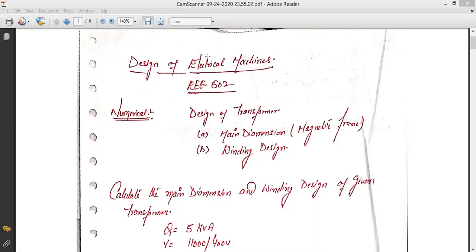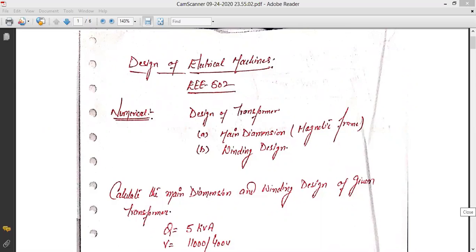If I talk about the main dimension, as we all know, in the main dimension we have a number of steps. We have to calculate its ET, then its phi m, then the net iron area, AI, then the gross core area, that is AGI, then AW, that is the window area. After that we have the height of the window, the width of the window, and the area of the yoke.